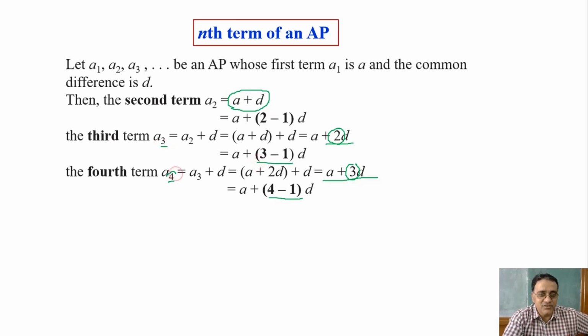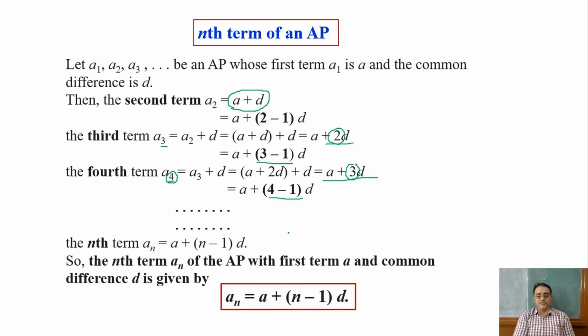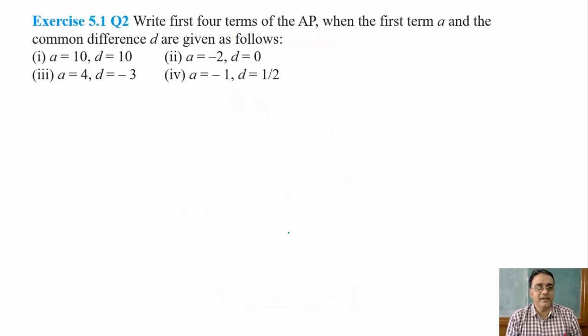If it is n, what will we write here? n minus 1. Yes, n minus 1. So the nth term, that is an, is equal to a plus (n minus 1) into d, with the first term a and the common difference d. Finally, this formula you have to remember. Based on this formula only, we have to solve many questions based on the nth term of an AP. Okay, now we'll move towards the first type of question, that is definition. So in definition, I'm going to take the second question of 5.1.